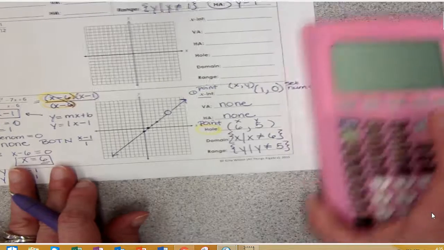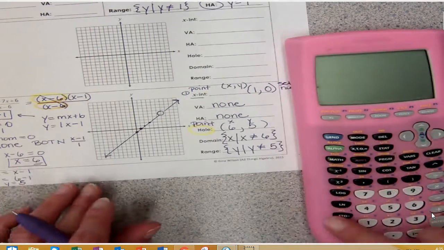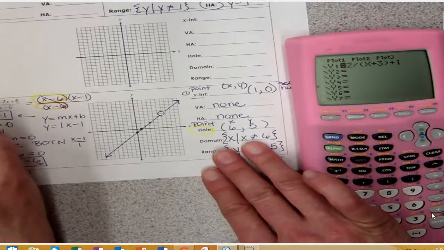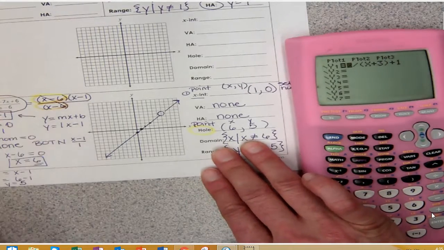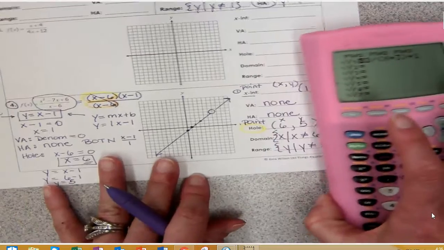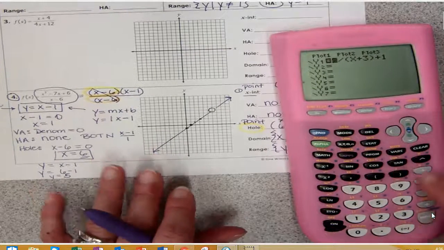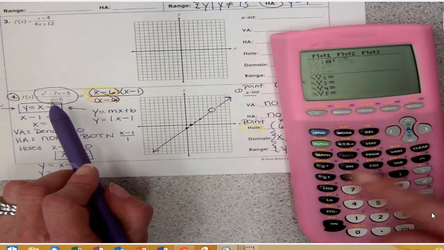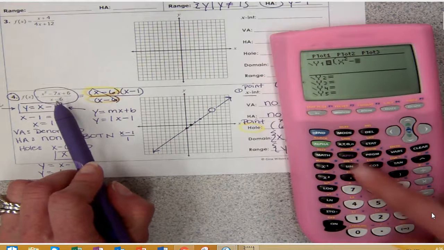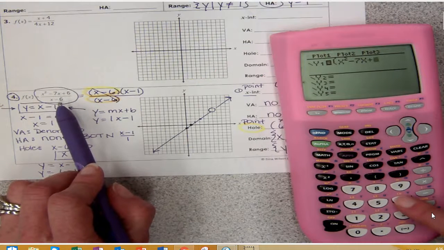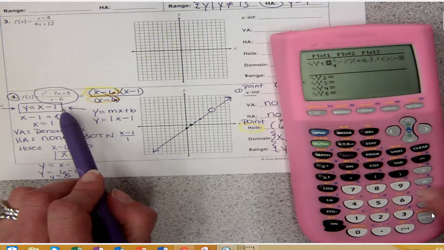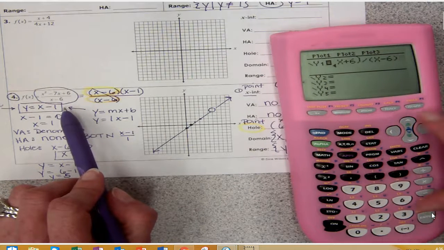And just to double check it, I'm going to go ahead and plug it in the calculator and see what that looks like. So I'm going to go to y equals, and I'm going to plug in this whole original equation. I'm going to type in parentheses, putting my numerator all in parentheses, x squared minus 7x plus 6, and a parentheses divided by parentheses x minus 6, and the parentheses graph.